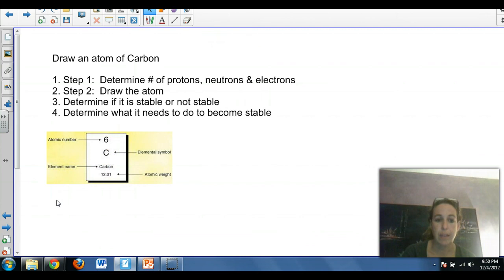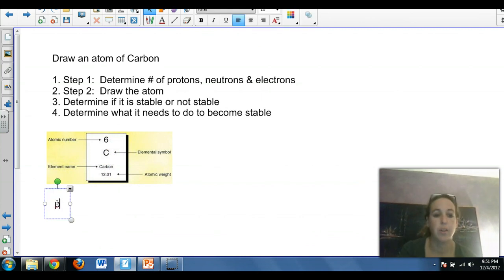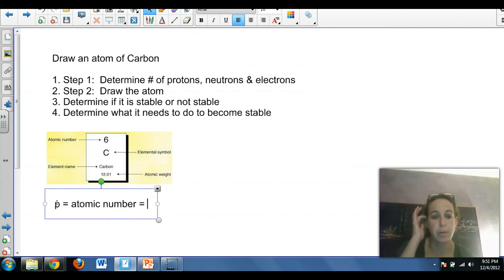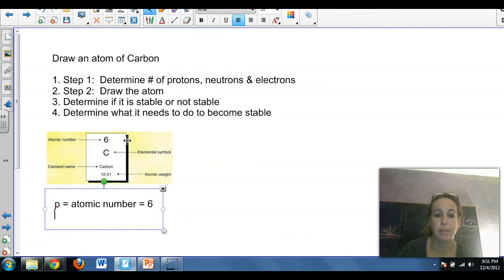So the first step, again, is to determine the number of protons, neutrons, and electrons. So the protons, remember we said, is equal to the atomic number. So look on your periodic table, and what's the atomic number of carbon? You can see it's identified right here, and that's 6. So that would give you 6. Electrons are the same as protons, right? Let's make sure we put our symbols in here.